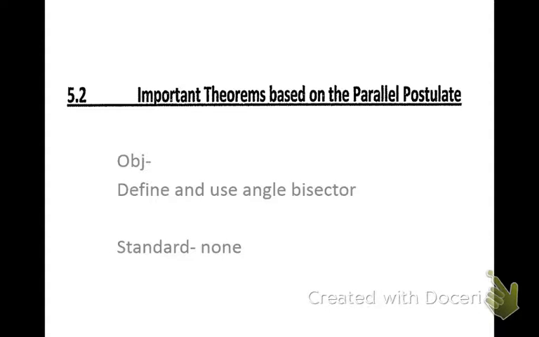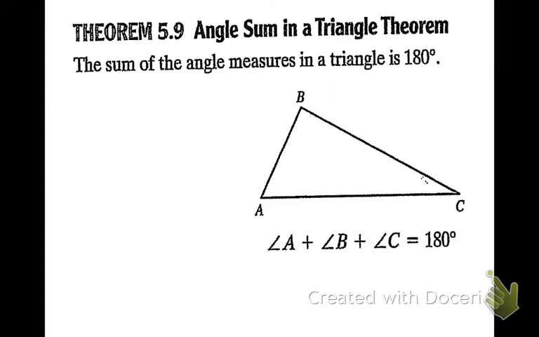Today we're going to cover 5.2, important theorems based on the parallel postulate. Our objective is to define and use the angle bisector. The angle sum in a triangle theorem. We've already been using this. It says the sum of the measures of the angles in a triangle is 180. So the three angles of a triangle are going to add up to 180.